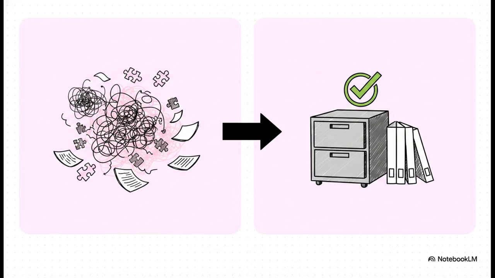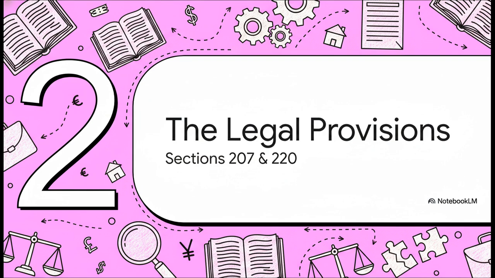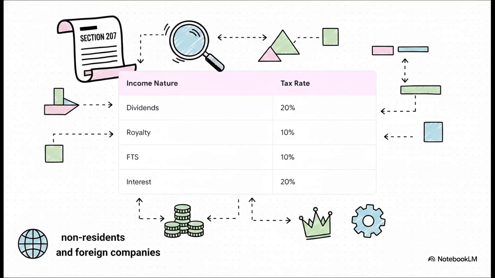Moving right along to Section 2, the legal provisions, specifically focusing on Sections 207 and 220. So Section 207 is going to be your primary go-to reference for tax rates on foreign companies. Under the new Act, these rates are beautifully standardized. For dividends, we're looking at 20%. But for royalties and fees for technical services, or FTS, the rate is set at a flat 10%. Interest on foreign currency loans is generally 20%, though it is subject to some specific exemptions depending on the bond or loan. Having these rates clearly codified like this in Section 207 makes calculating that initial tax liability so much easier for foreign entities.